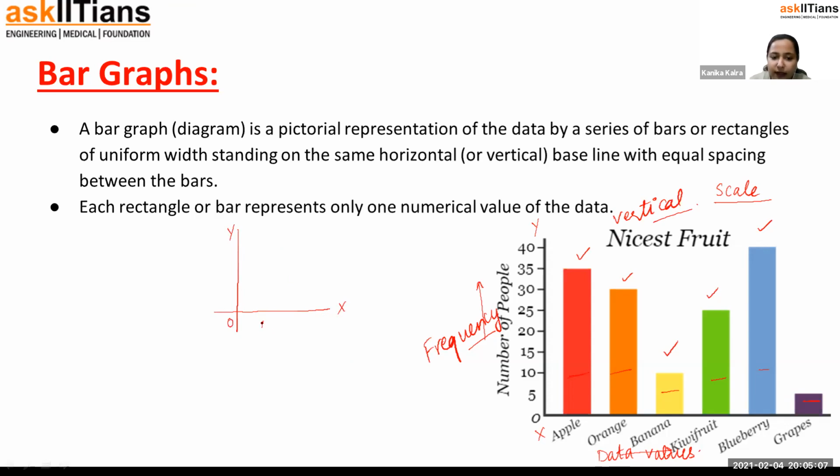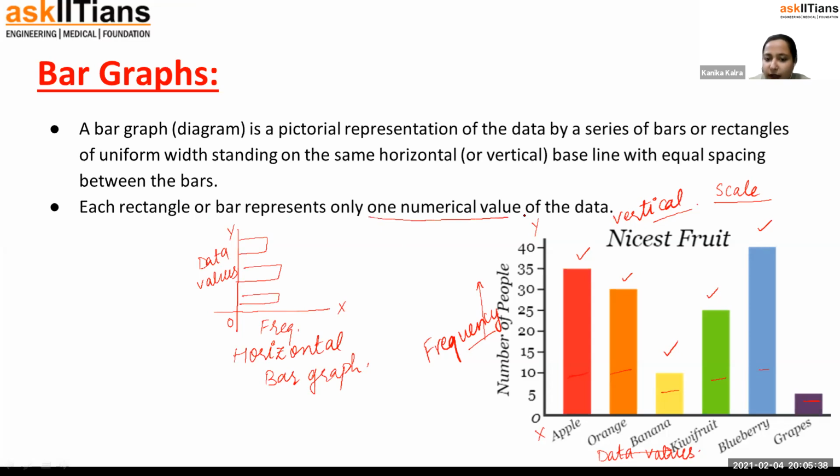So we will be taking frequency here, and on the y-axis you will be taking data values. And the bars would be something like this. So this one is known as a horizontal bar graph. And according to the statements given, each rectangle or bar represents only one numerical value.